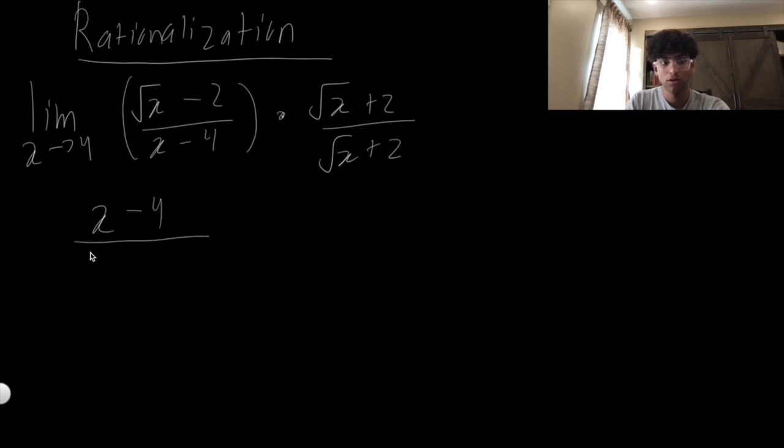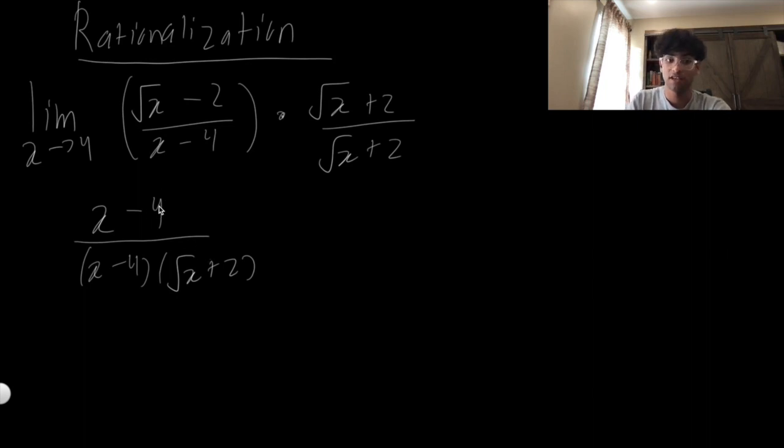So it's going to be the square root of x plus 2 over the square root of x plus 2. Now, if you simplify this, this is just going to be x minus 4 over x minus 4 times the square root of x plus 2. The reason why I'm not foiling out the denominator is because often in rationalization, things will actually end up factoring out, so we want to leave it in its most factored form to begin with.